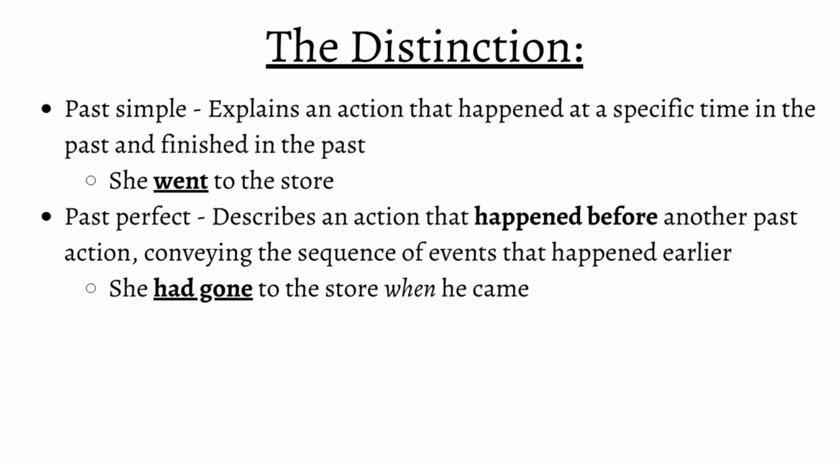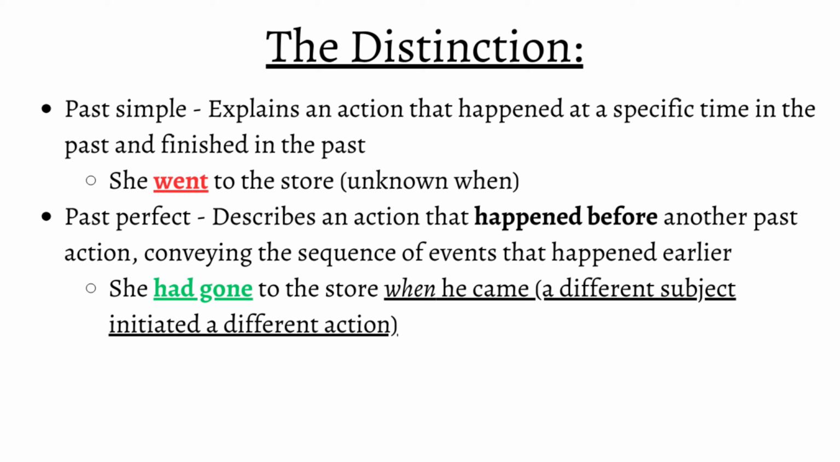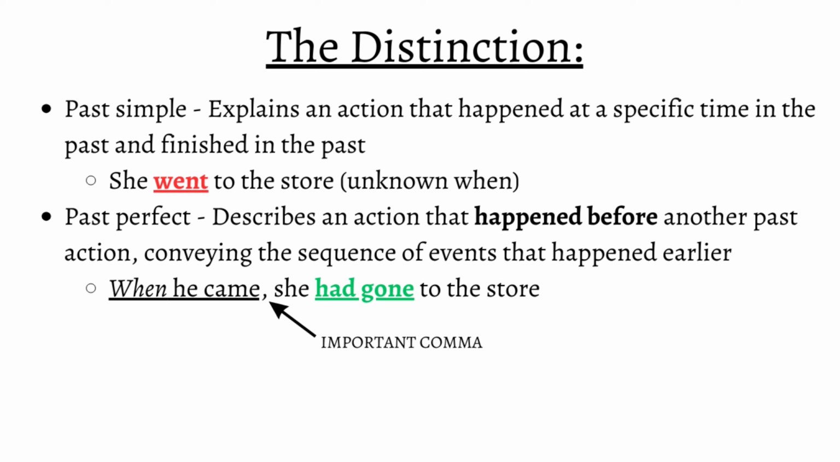Take a look at these sentences. She went to the store. She had gone to the store when he came. The first sentence means that she went to the store at some point in the past, but it's unknown when. The second sentence indicates that she had gone when he arrived, meaning that the action already happened before a different subject initiated a different action. Additionally, it's possible to rewrite it. When he came, she had gone to the store.